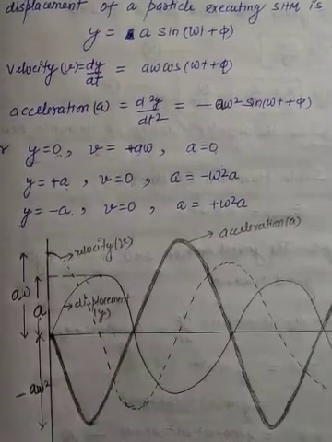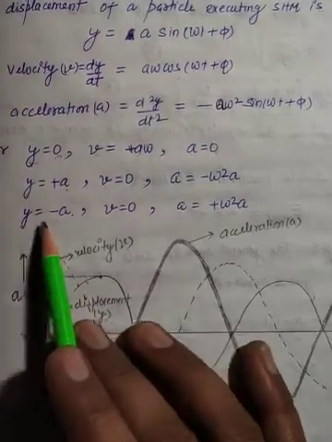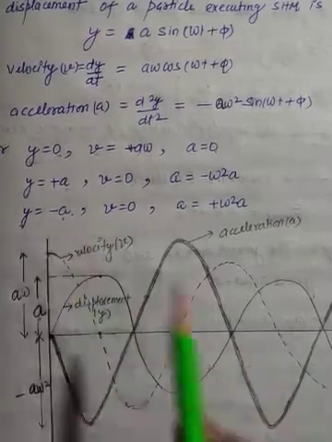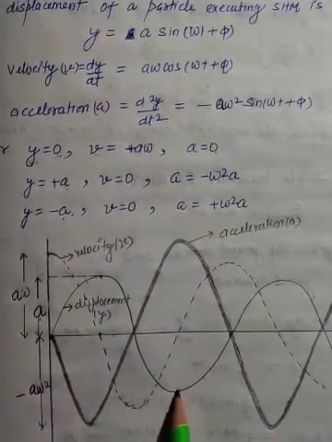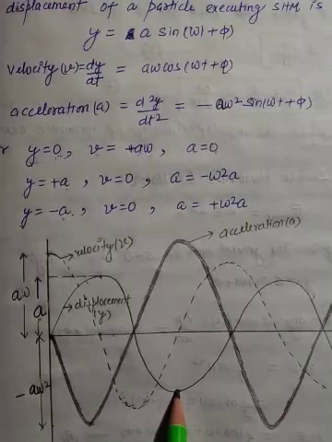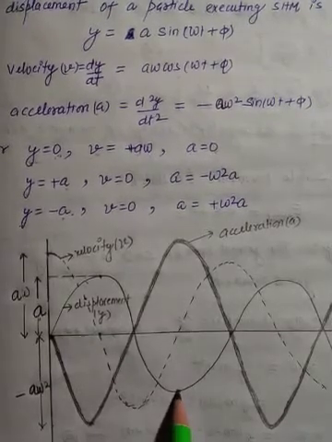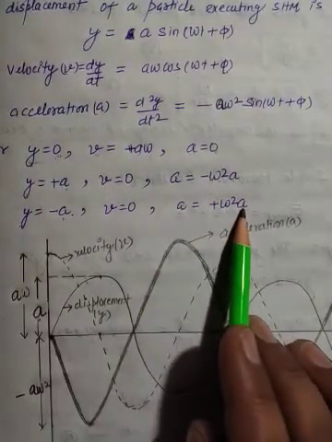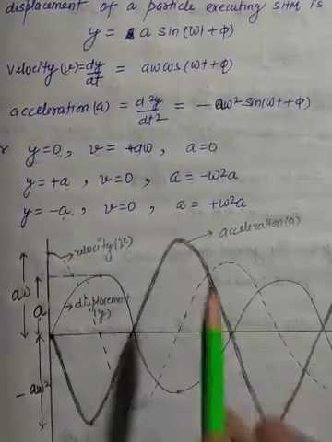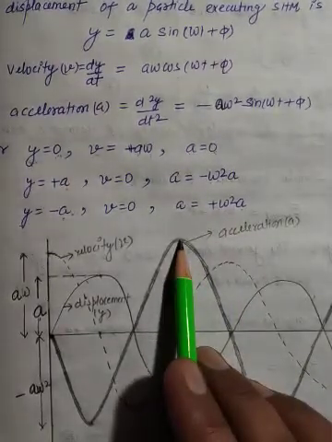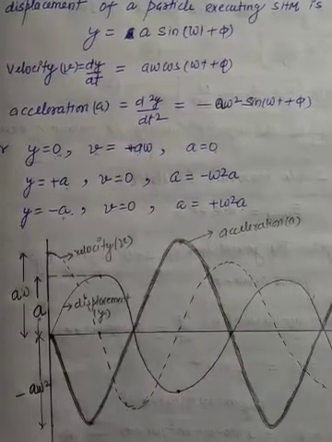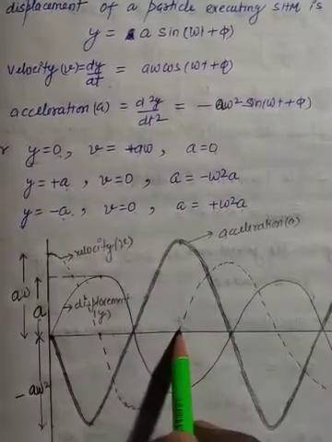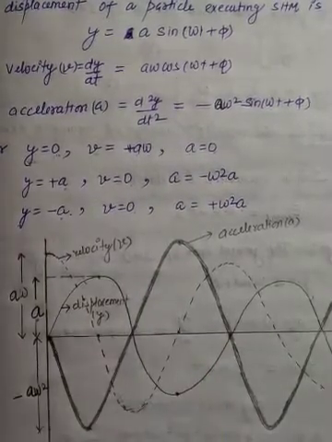Now analyze the third condition, y is equal to minus a, when the displacement of the particle is minimum. Here the displacement of the particle is minimum, the acceleration will become plus omega square a. Look at here, at this time acceleration is plus omega square a, that is maximum, and velocity will become 0. At this time velocity will become 0.